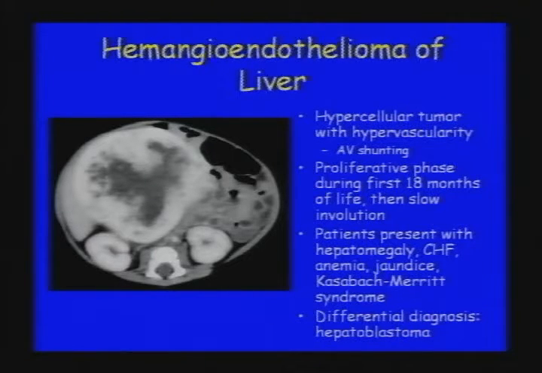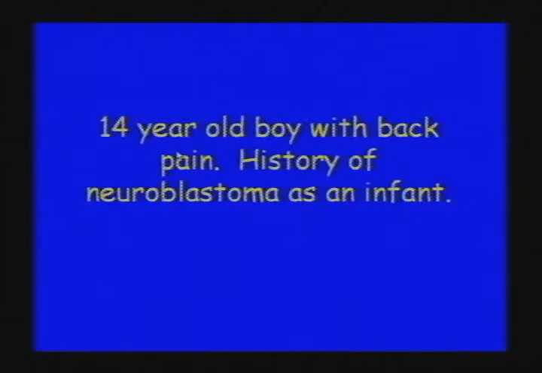These patients will often present with congestive heart failure, anemia, and jaundice. They may have sequestration of platelets, that's Kasabach-Merritt syndrome, and it can be hard to tell these lesions from hepatoblastomas, but by measuring the AFP and by putting all the pieces together, you can usually come up with the diagnosis. Here you can see this large intrahepatic mass with central necrosis, peripheral enhancement involving the majority of the right lobe and left lobe of the liver.